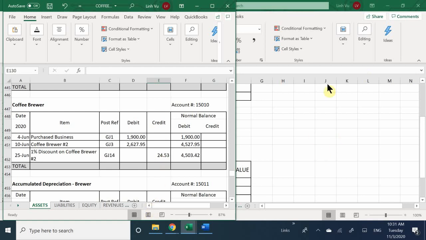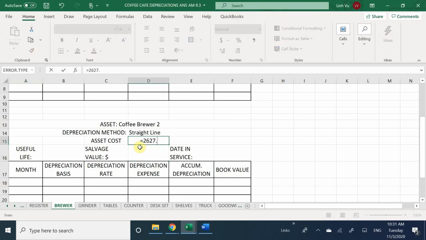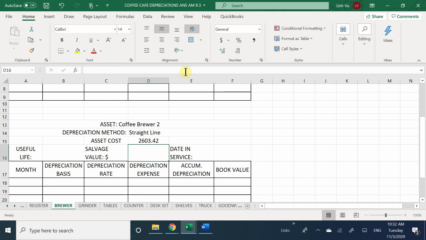So let me go ahead and do my calculation here. Asset cost is 2627.95. Subtract my discount, how much was it? 24.53. Okay, so you should get 2603.42. Yes? Yep. Okay. And salvage value? 0. And now my useful life for this coffee brewer is how much? 5 years.